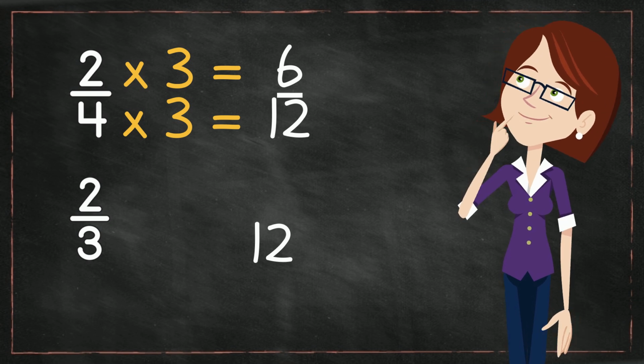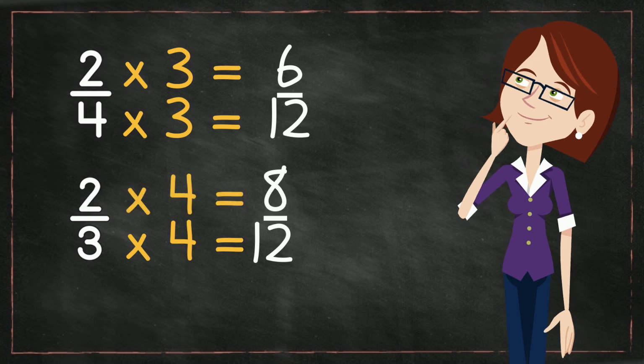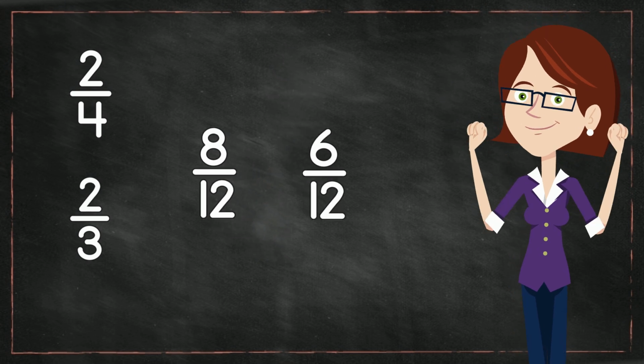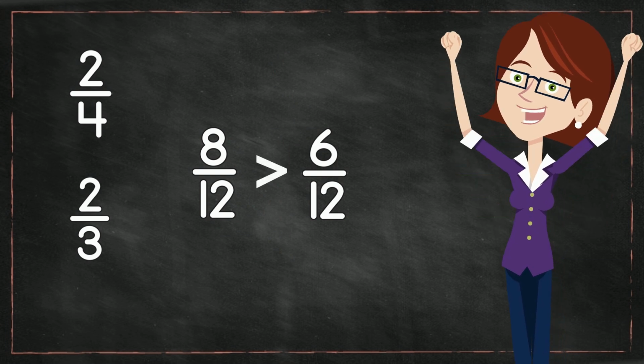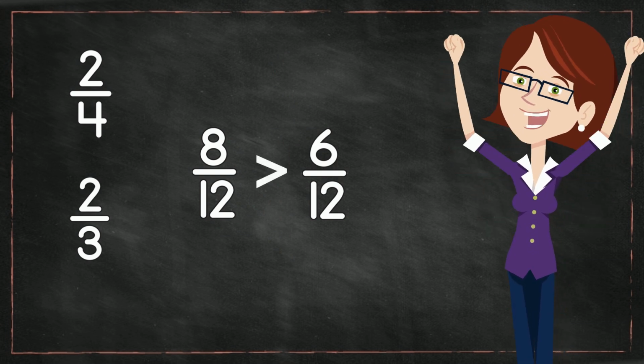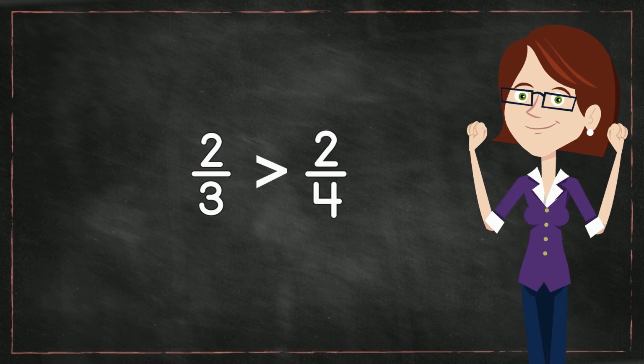Now let's find a fraction that's equivalent to 2/3. We multiply 3 times 4 to get to 12, so we need to do the same for the numerator. 2 times 4 is 8. 2/3 is equivalent to 8/12. Now that we found our common denominators, we can easily compare the fractions. 8/12 is greater than 6/12. Since 2/3 is equivalent to 8/12 and 2/4 is equivalent to 6/12, we know that 2/3 is greater than 2/4.